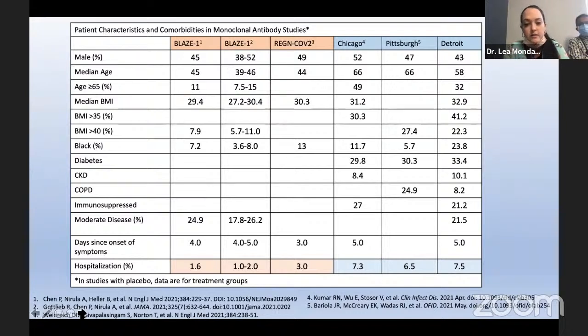And then again, keeping in mind that days since symptom onset, that second to last row in the clinical trials, in an ideal situation where you're getting people infusion within 3 to 4 days from symptom onset versus 5 to 6 days in the real world. And that's a really important thing for you all to keep in mind as you try to use this effectively for your patients.